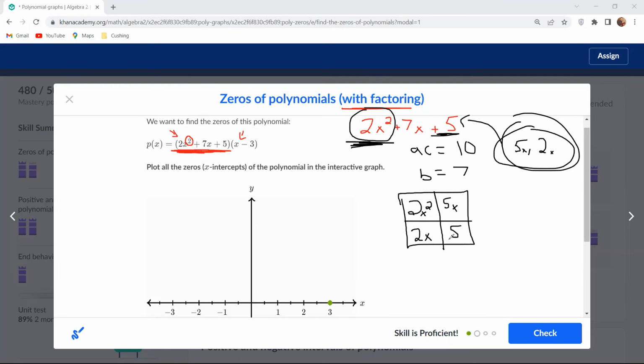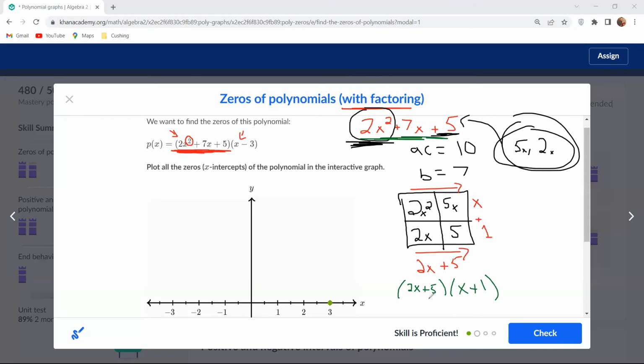So then pulling out common factors. We're going to go across each row and pull out the common factor. Between 2x squared and 5x, I can only pull out x. 2x and 5, I can only pull out 1. And then going down, 2x squared and 2x, I can pull out 2x. 5x and 5, I can pull out 5. So I can now factor 2x squared plus 7x plus 5 as 2x plus 5 times x plus 1.